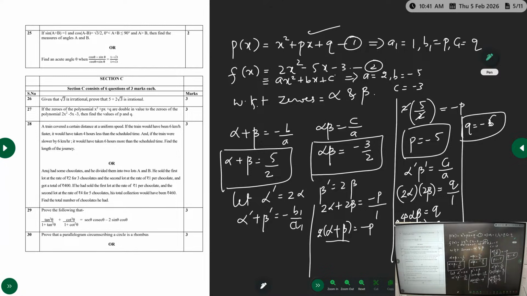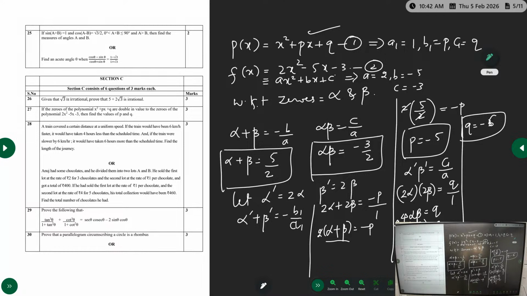Correct? Now, if the train were slower by 6 km, what is the meaning of slower again? Speed is reduced. And when speed is reduced, time will increase because they are inversely proportional to each other as per your physics concept. Speed is equal to distance by time. Speed is directly proportional to distance, but it is inversely proportional to time. It would have taken 6 hours more than the scheduled time. Find the length of the journey. What is the meaning of length of the journey? Distance. Okay. So note down first.